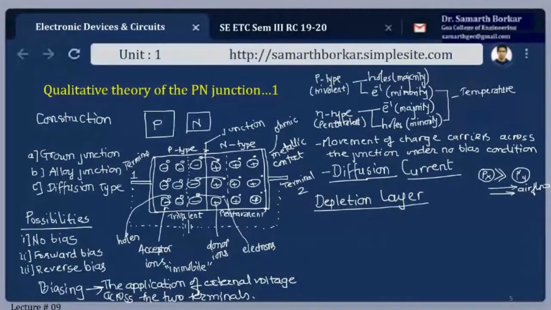So the charge neutrality is maintained here. But here, these immobile ions will surface out. Let me write here a new term. Now, what do we mean by surface out? The electron neutrality that was maintained before the diffusion.